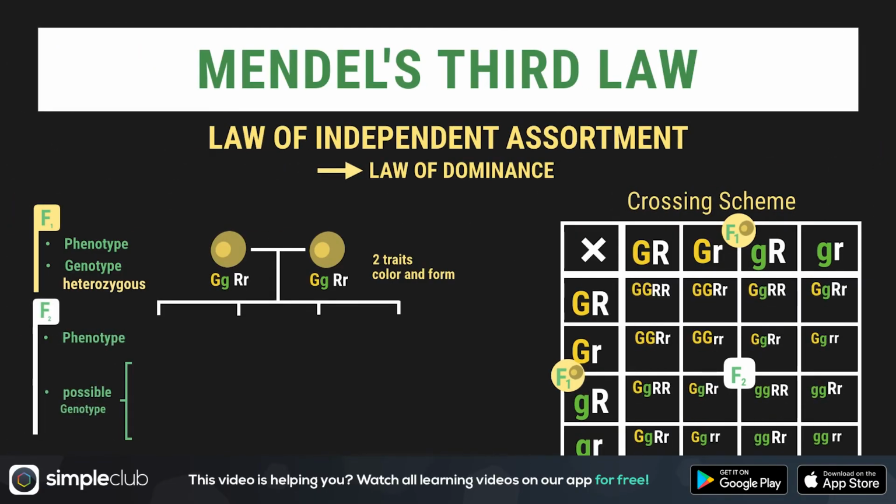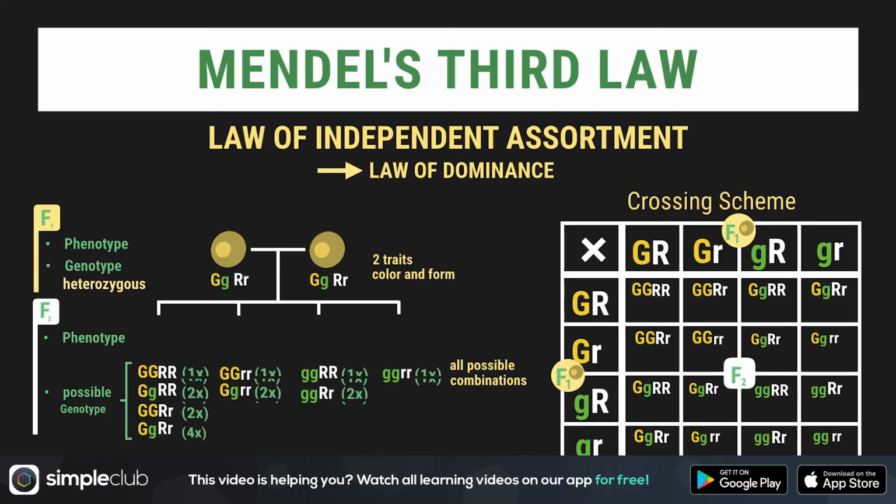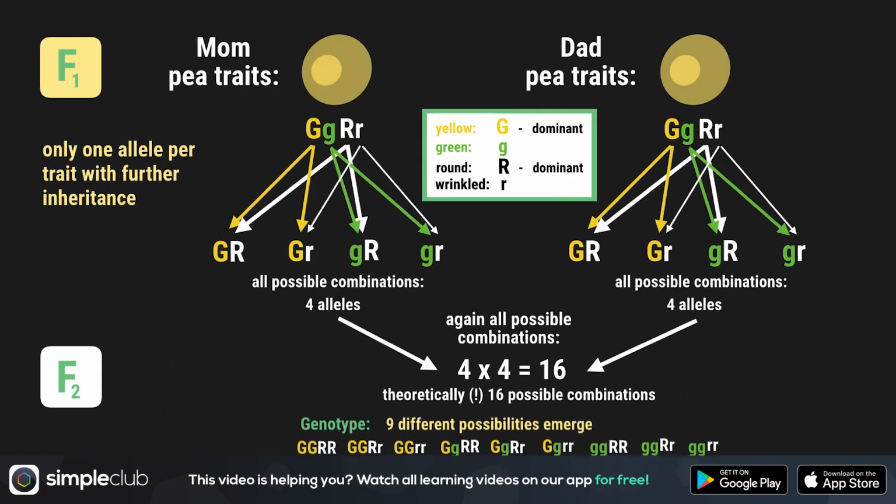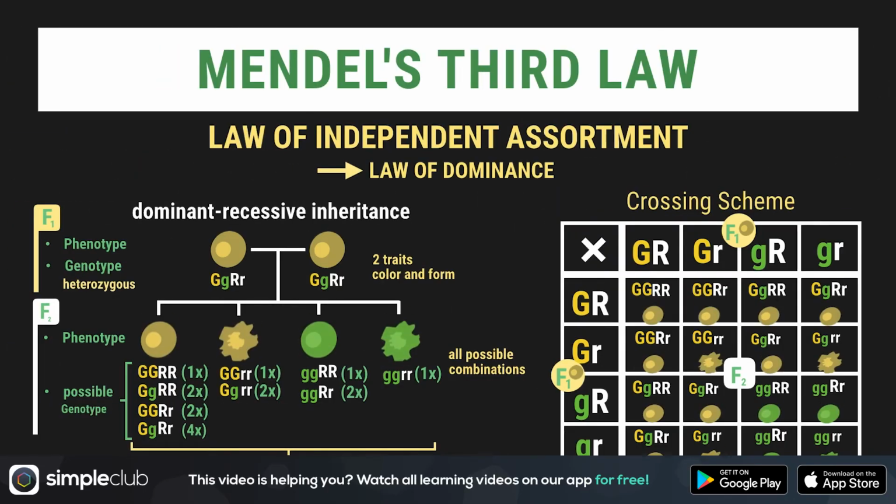Yay! So then, we have these new combinations. So theoretically, we have 16 possibilities, but be careful, a few are the same. In the end, 9 different genotypes emerge. Here we have the ratios of the 9 outcomes. The phenotypes then look like this. It's hard to believe, but due to the new combinations, a new form appears in the F2 generation, green round and yellow wrinkled pea seeds.